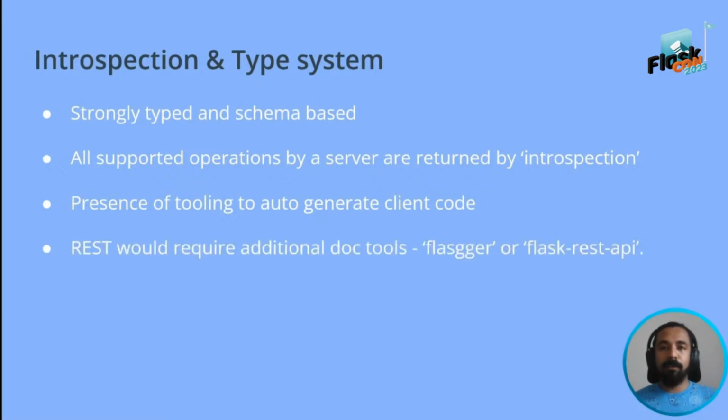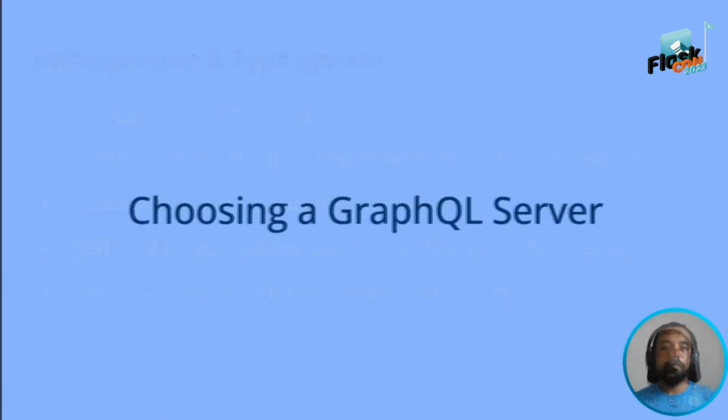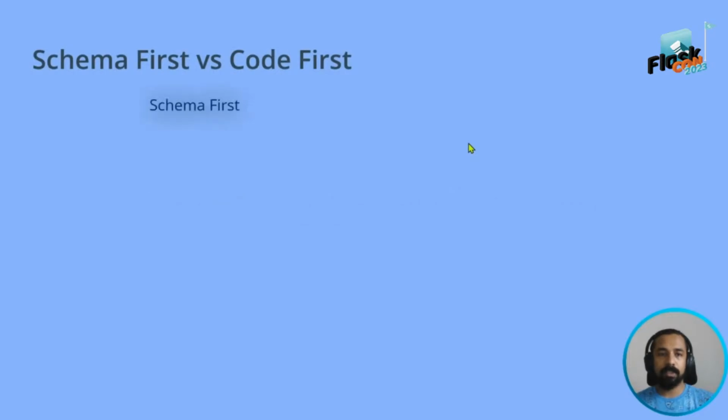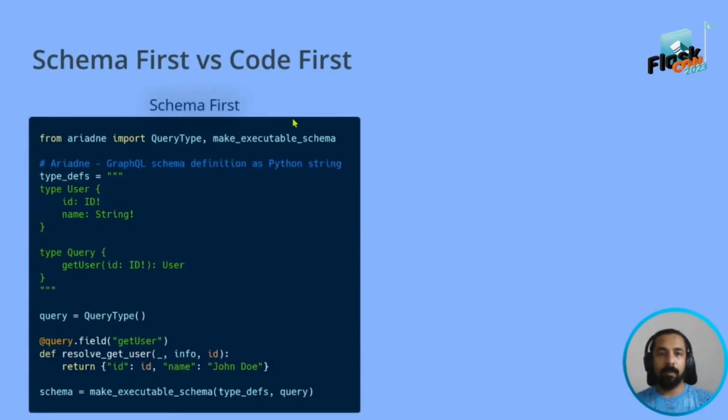Next, if we need to hand off our API server to the client, we need additional documentation tools. In the case of Flask, we can use Flasgger or Flask REST API libraries. But with GraphQL, it's built in. GraphQL development is centered around its schema and type system. For building a GraphQL API using Python, we need to select a GraphQL server library. There are a number of options, and we can classify the GraphQL server libraries mainly as schema first versus code first. So let's take an example from a schema first library called Ariadne.